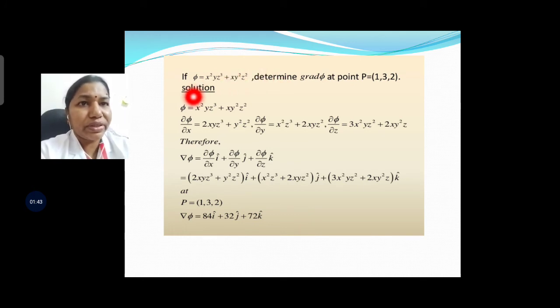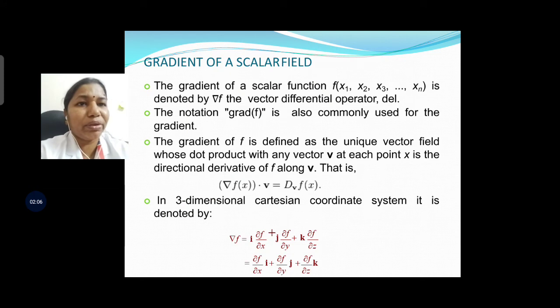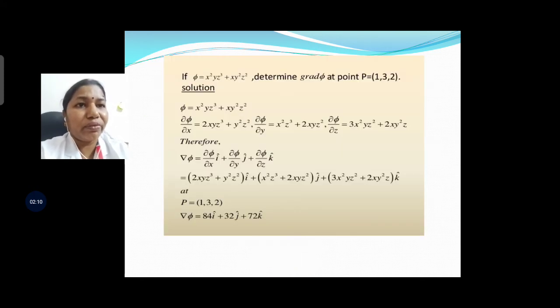So here phi is equal to x square y z cube plus x y square z square. Determine grad phi at point P (1, 3, 2). Phi is given as x square y z cube plus x y square z square. So you can refer to this question. Now we are going to calculate grad phi. Grad phi means we will use dou phi by dou x, dou phi by dou y and dou phi by dou z. So instead of f you can refer to this question.